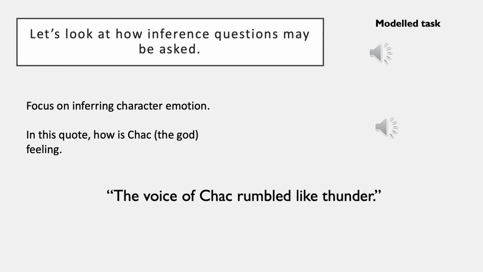So for me, I think that Chak is feeling angry. And the reason I think that is because of the words rumbled and like thunder. The words thunder imply to me that it's loud and noisy, and usually when people are quite angry, they shout and raise their voice, and rumbled makes it sound like a really deep noise. And often when people are angry again, their voice becomes lower. On the next slide, you'll see how to answer a question in that style.